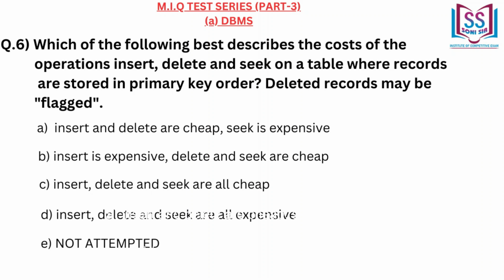Which of the following best describes the costs of the operations insert, delete and seek on a table where records are stored in primary key order? Deleted records may be flagged. A. Insert and delete are cheap, seek is expensive. B. Insert is expensive, delete and seek are cheap. C. Insert, delete and seek are all cheap. D. Insert, delete and seek are all expensive.